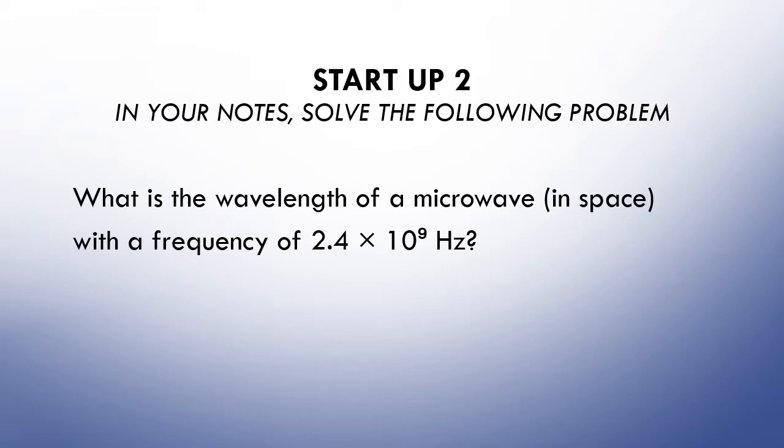So the first thing to note here is that this is a microwave. A microwave is an electromagnetic wave, and you're given that it's in space. This means that the speed of this microwave is equal to the speed of light, and you're also given the frequency, so you can use the wave equation in order to calculate the wavelength.